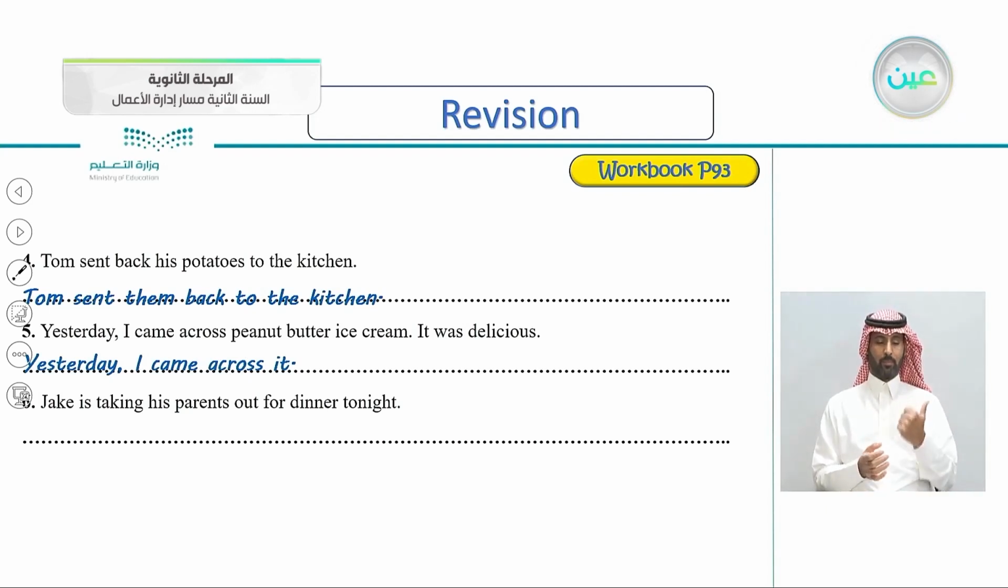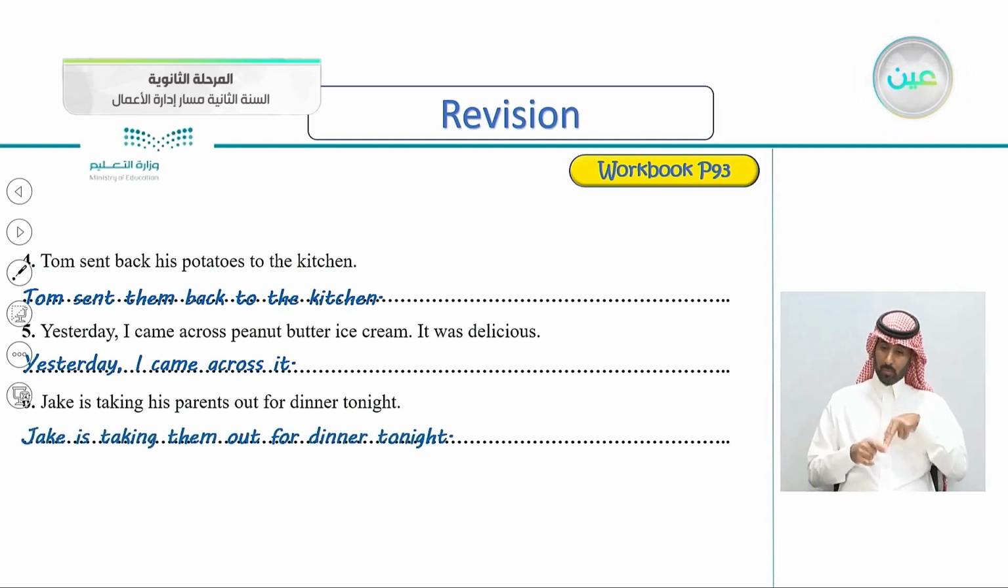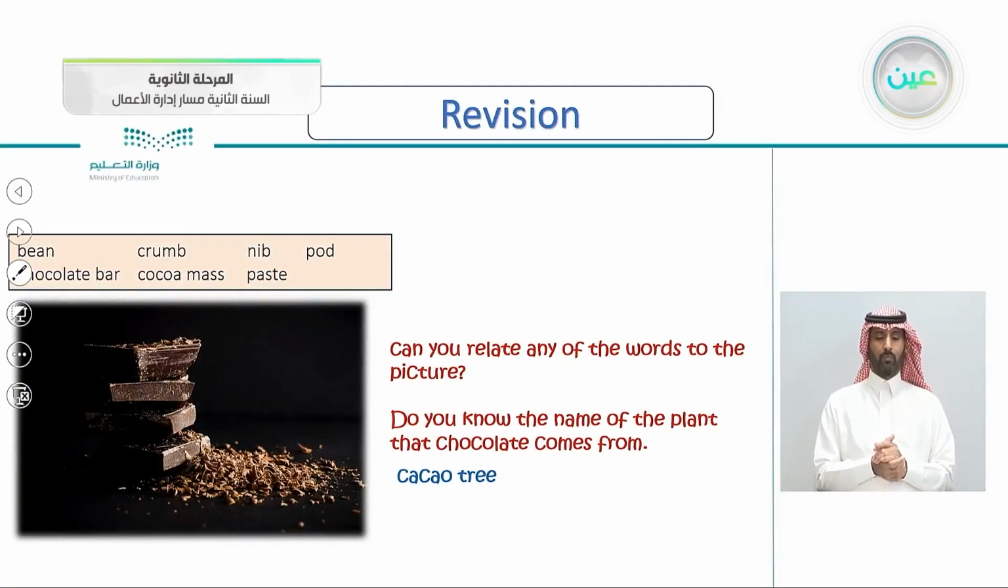Number 6, Jake is taking his parents out for dinner tonight. So we say Jake is taking them, his parents, out for dinner tonight. I think this is an easy exercise, changing a noun object into a pronoun. And this is revising what we previously took in the listening part.